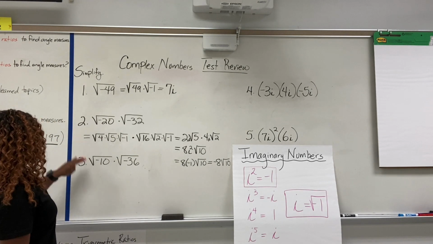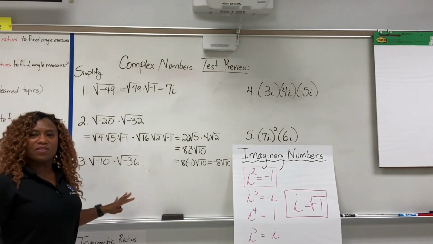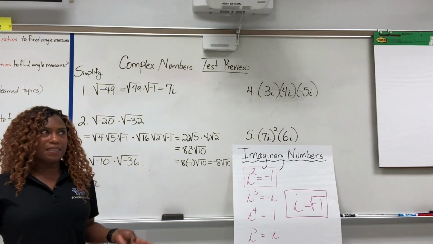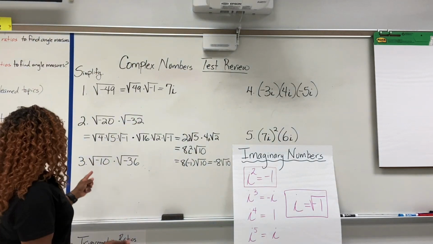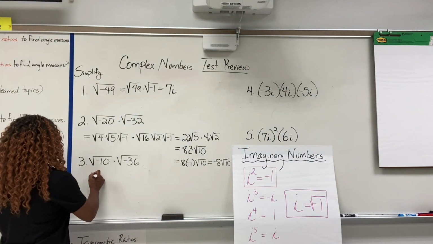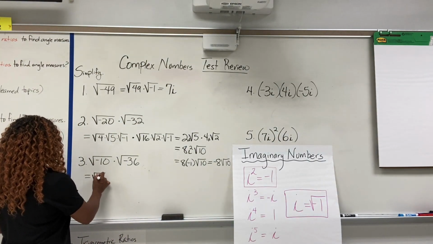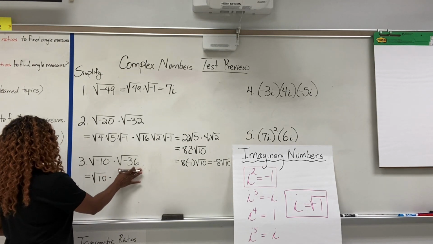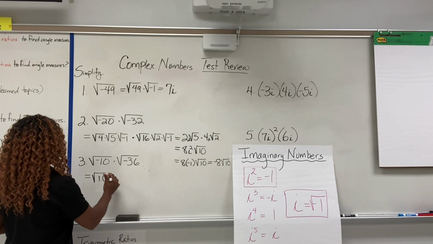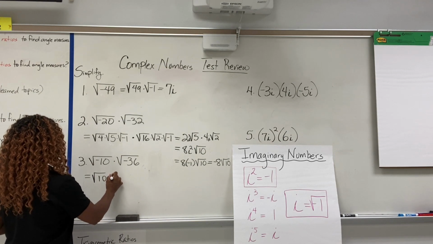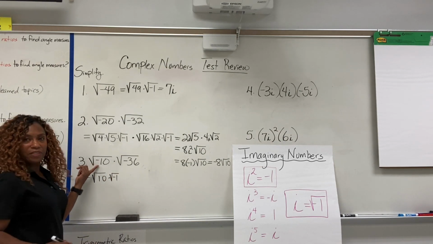Number 3 is similar to 2. Now, the only difference is that the square root of negative 10, I can't simplify that. It's already as simple as it can get. So I'm going to leave this here, bring this on down, square root of negative 10, but I can do something with this one. I'm going to go ahead and write down times the square root of negative 1, because I do have to account for my negative.